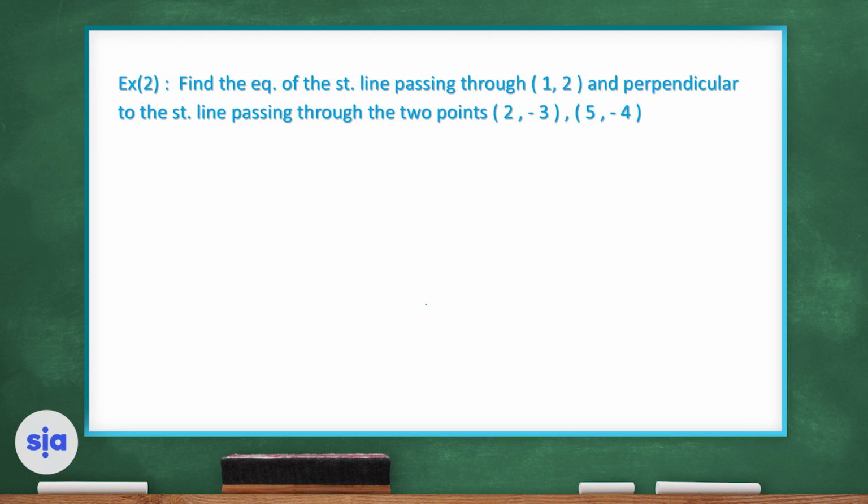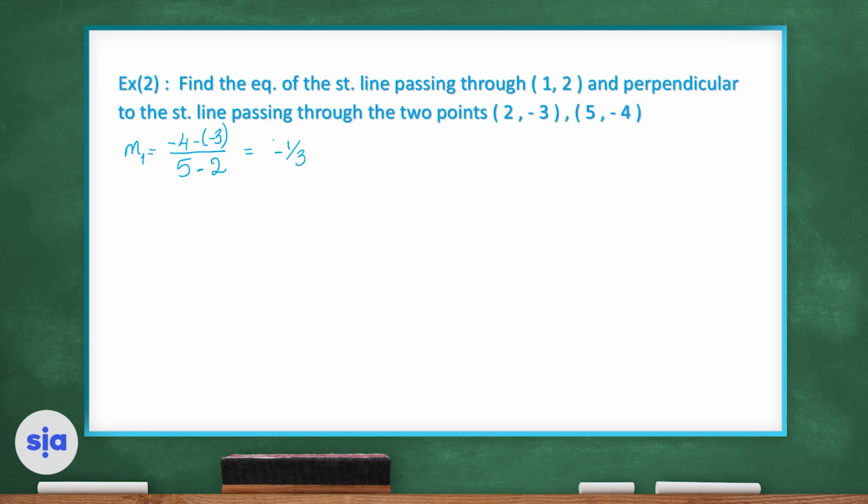Question 2 says, find the equation of the straight line passing through (1, 2) and perpendicular to the straight line passing through the 2 points (2, negative 3) and (5, negative 4). Let's now find the slope of the line that is represented by the 2 points. So the slope of the line, which we call m1, equals y2 minus y1 over x2 minus x1. So it's equal to negative 1 over 3.